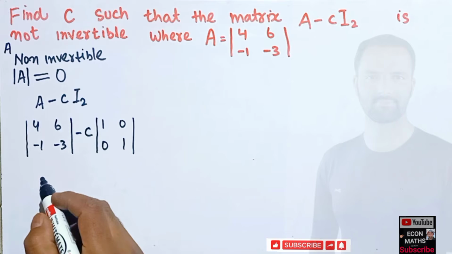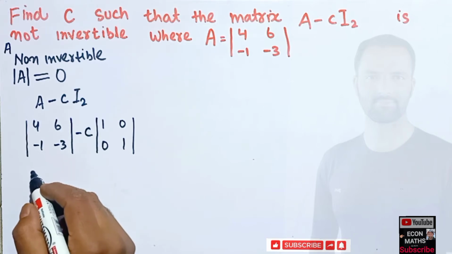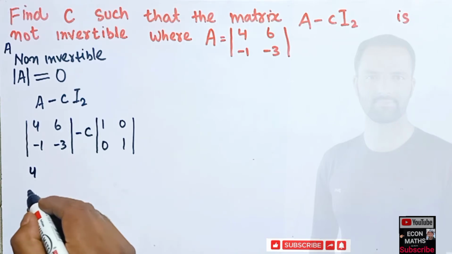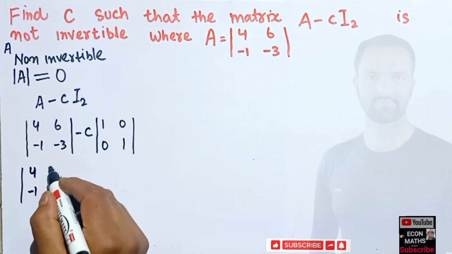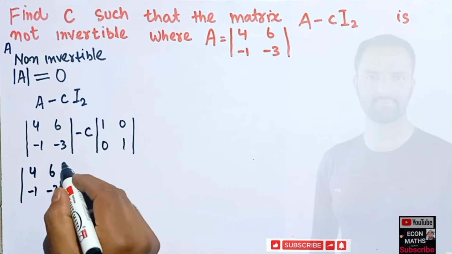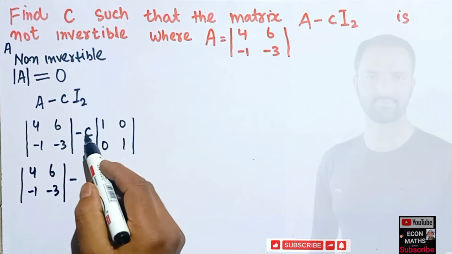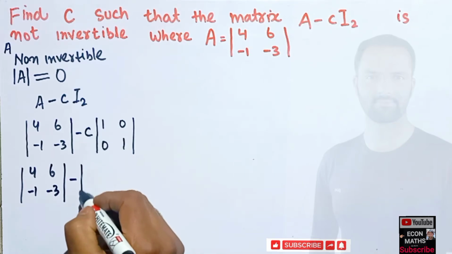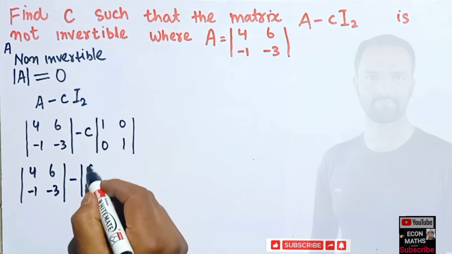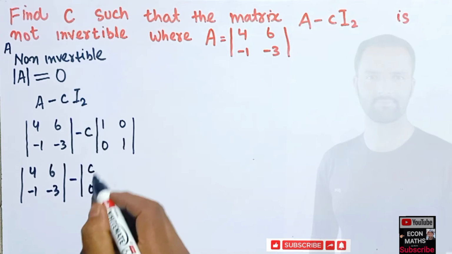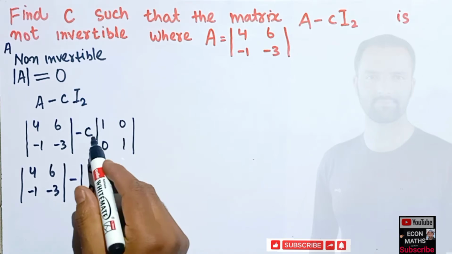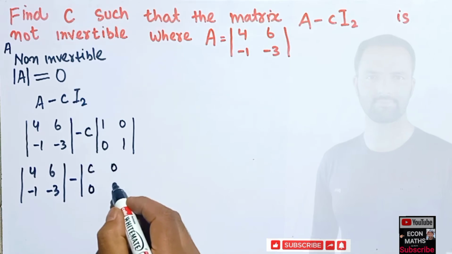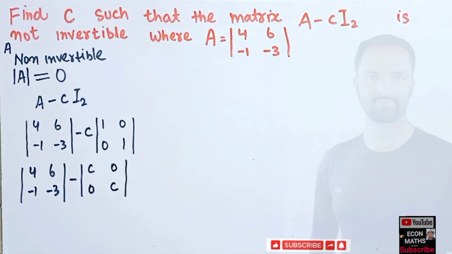So we can write it like this: 4, minus 1, 6, minus 3. Then we have minus. Now this C is multiplied to each of these elements. So we have C into 1 is C, C into 0 is 0, C into 0 is 0, C into 1 is C. And we can now subtract the corresponding elements.